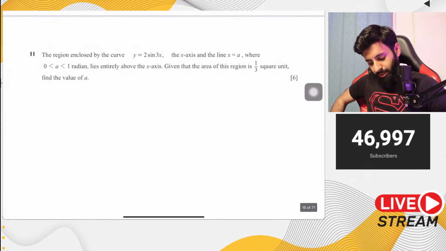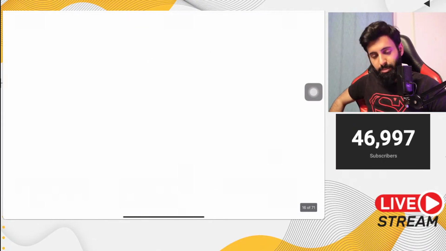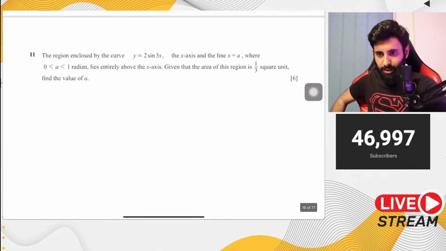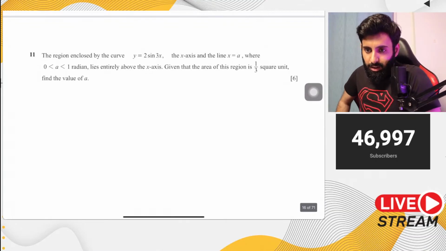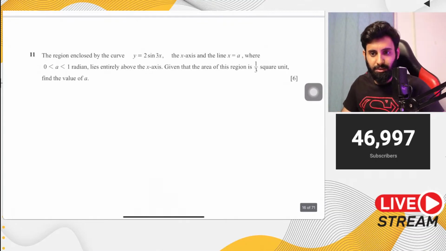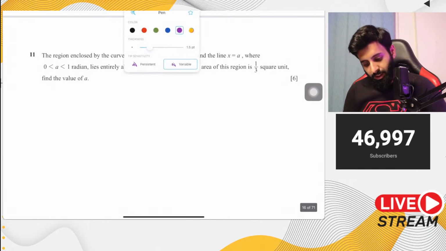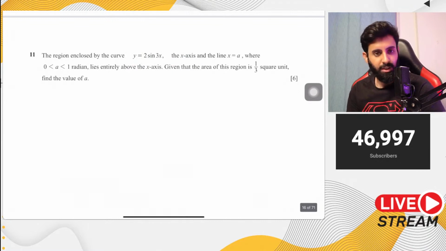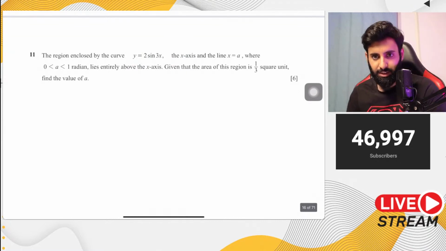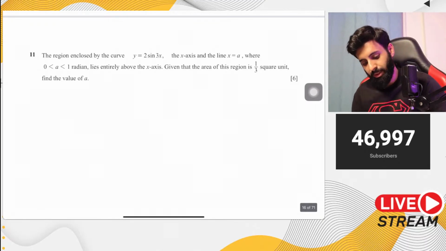So this is from May June 2014, paper 1, variant 2. Yes, I will do hence evaluate questions as well. Okay, don't worry about it. So it says here the region enclosed by the curve y equals 2 sine 3x, the x-axis, and the line x equals a, where a is in between 0 and 1.